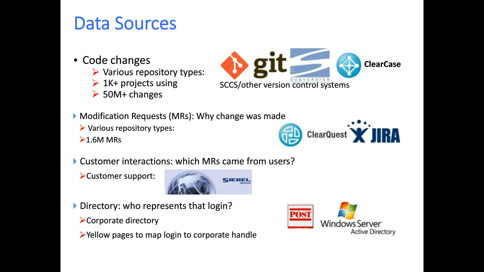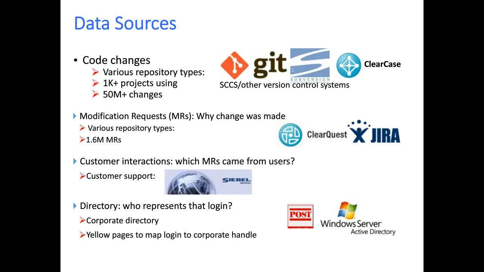So data sources, again, most companies use some sort of version control system, and if they don't, they should. These days, Git is a very popular one, but since we work with a lot of legacy projects, there were other systems like Subversion and ClearCase that were also widely used. And the first part is to create a data warehouse where information from code changes is collected.